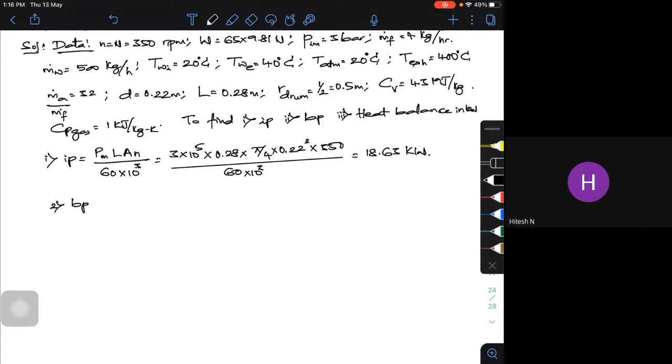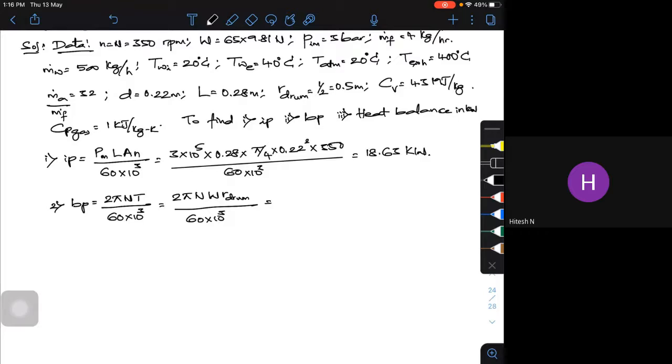So BP, brake power, is given by 2 pi NT by 60. If you want it in kilowatts, this should be 60 into 10 to the power of 3. What is torque actually? Torque is equal to W into radius. Directly they have given the difference of the load. So I can write it as 2 into pi into N into W into radius of the drum divided by 60 into 10 to the power of 3.